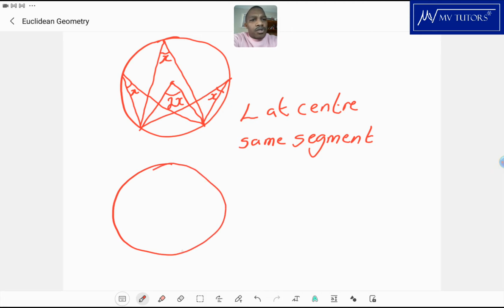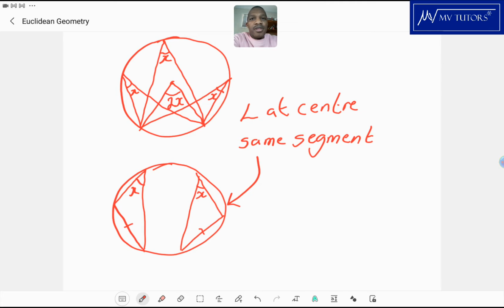If you have two chords that are equal, the angles that they subtend are also equal. Okay, the angles subtended by equal chords. Even this one, same theorem. Same chords, same angles. That's the theorem we're dealing with now.